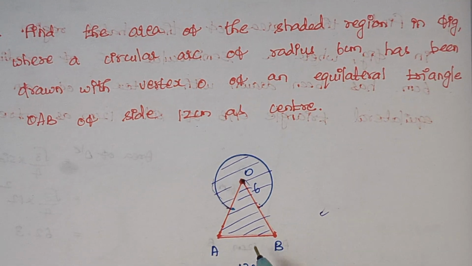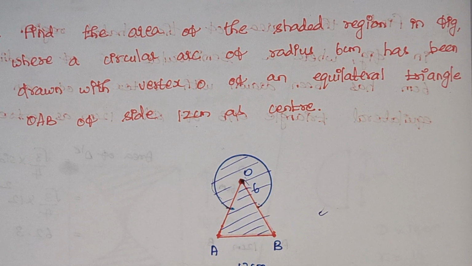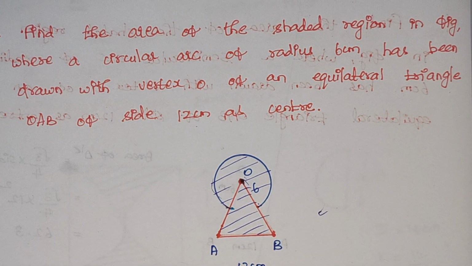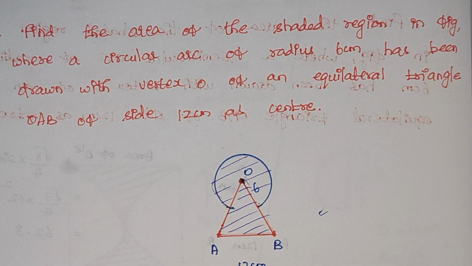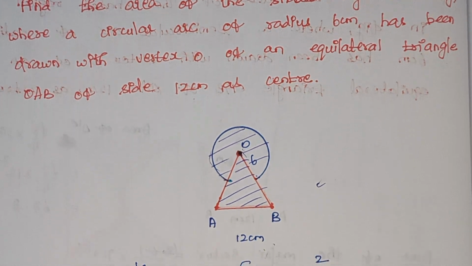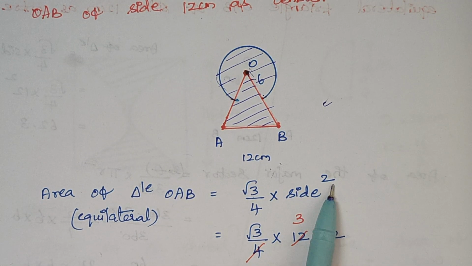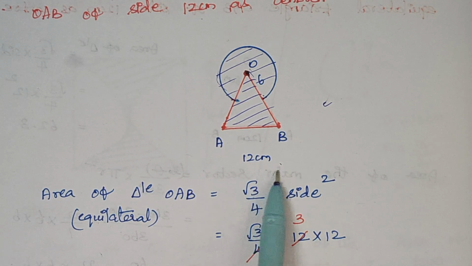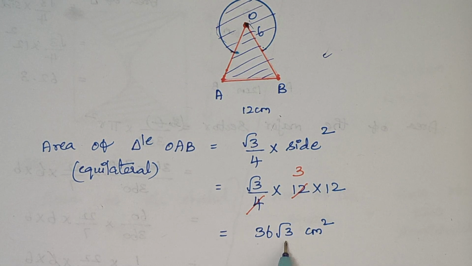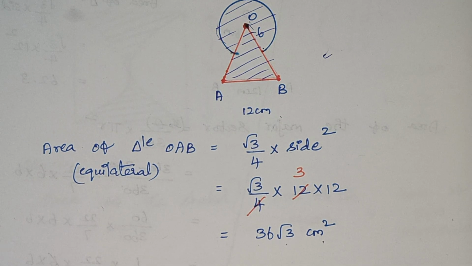So here we have to find this value, right? So area of the triangle is easily calculated, and for an equilateral triangle we have a special formula to calculate the area. So first we will start with that. Area of the triangle is root 3 by 4 into a square, that is side square. So what is the value of side? It is 12 centimeters. So just substitute the value. So finally it is 36 root 3 centimeters square. So this is the area of the equilateral triangle, right?